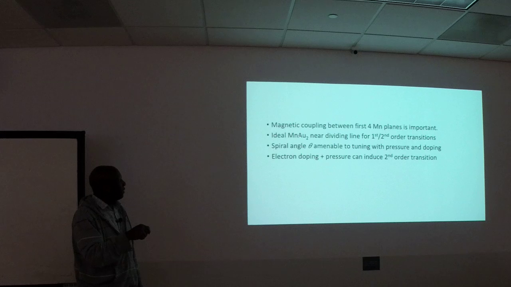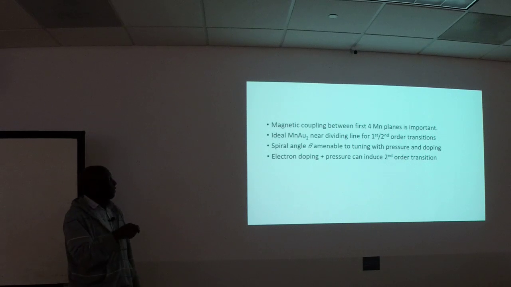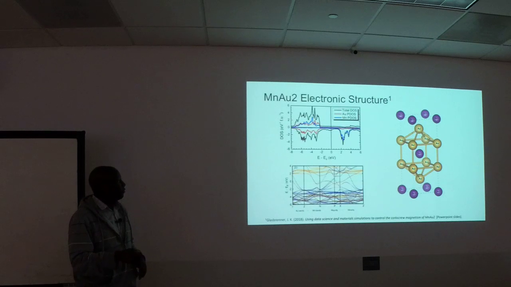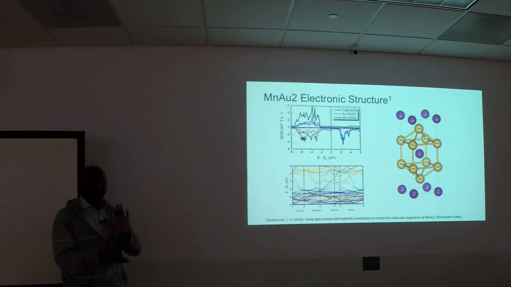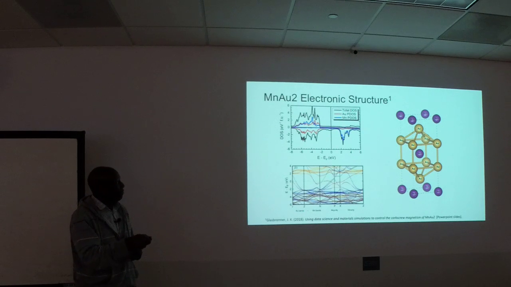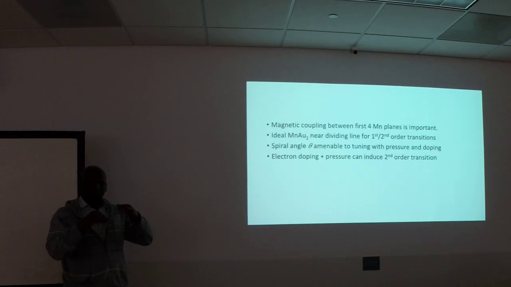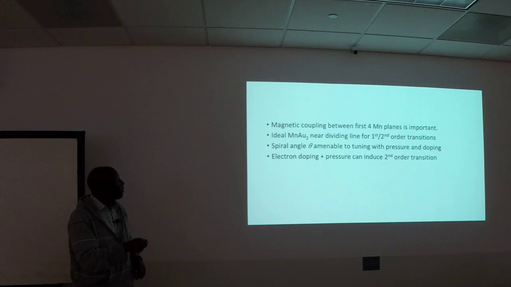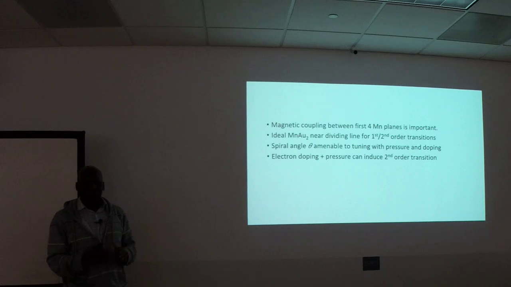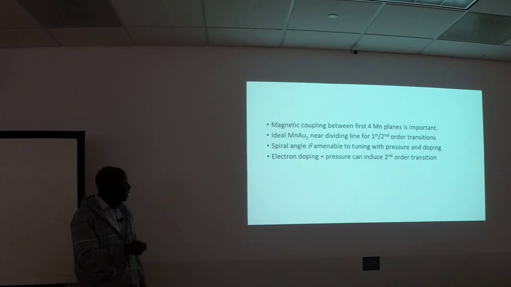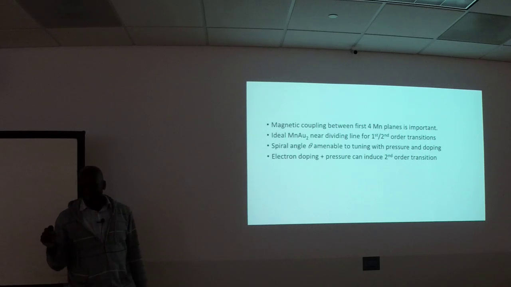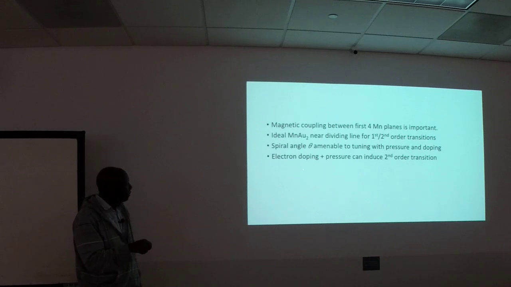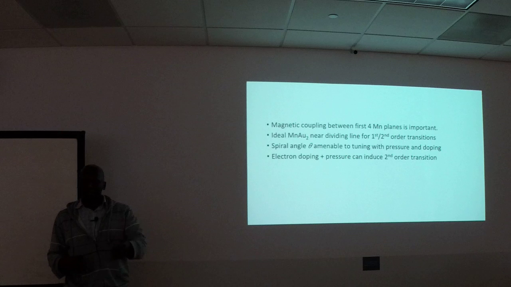So from the calculations that Dr. Glassbrenner did, the first four neighbors are important in this case for the manganese. So we're not really considering the gold, because it has no effect on the spin. We're just looking at the manganese itself, and the first four planes are important. So when you do your calculations, you look at up to four nearest neighbors. And its transition is between the first and second orders. So not exactly smooth, but not a step from one phase to the next. And the angle itself can be tuned with pressure or by introducing different materials in there. And that pressure can make the transition go to second order.